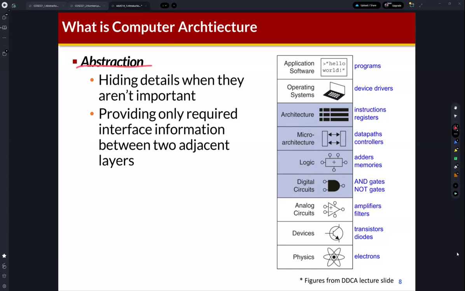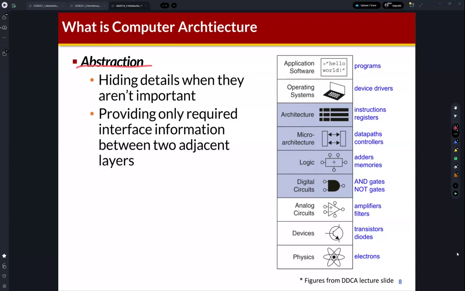But because of abstraction, we cannot explore all layers of computer systems, right? Because this is very complex and also very difficult. We cannot study all kinds of knowledge very well. So we need to focus on a certain layer.